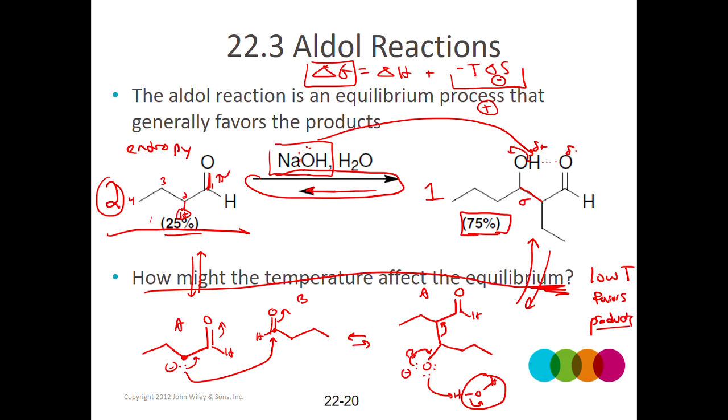The product should be favored by a lower temperature, because an increase in the temperature is going to make this positive term more positive, or a larger value. And that's going to shift the equilibrium back because it's making delta G more positive.